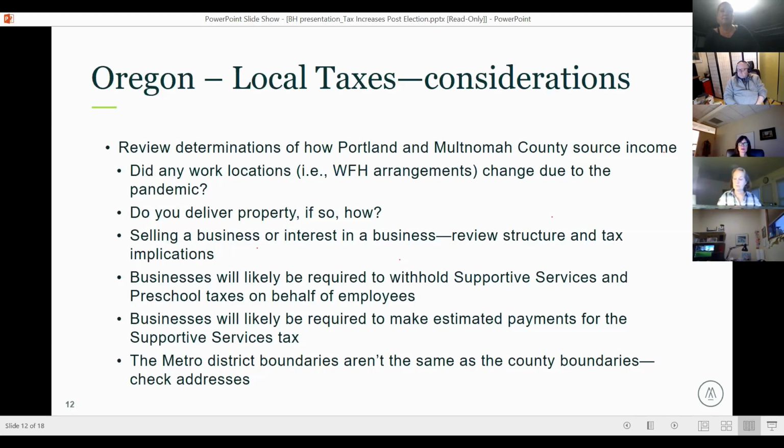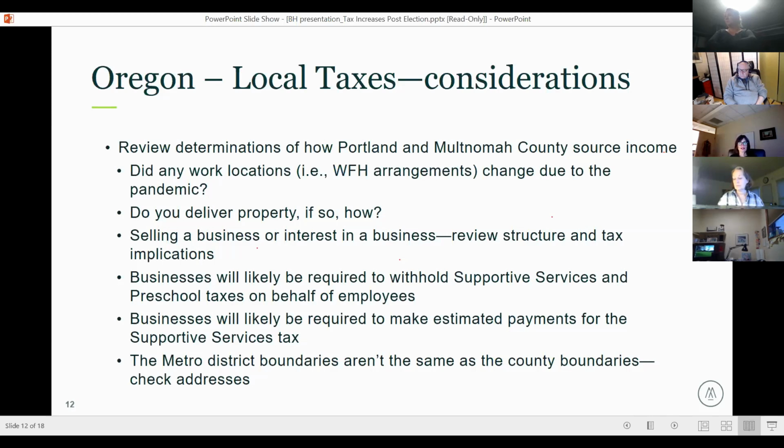This is a little less important in the property management context. If you deliver property, look at how you do that and make sure you line that up with the Portland Multnomah County rules. These are all existing considerations, by the way, but they're put on steroids with the Metro tax and the new supportive housing services and preschool taxes. Now we have an additional 4% potential rate. So it really amped up the impact of these considerations.